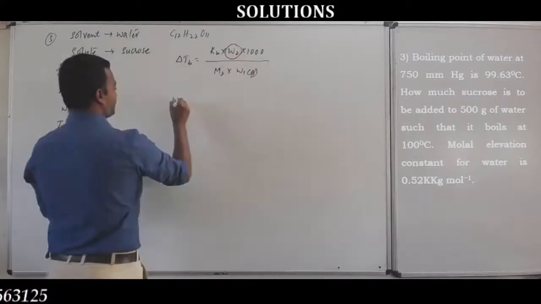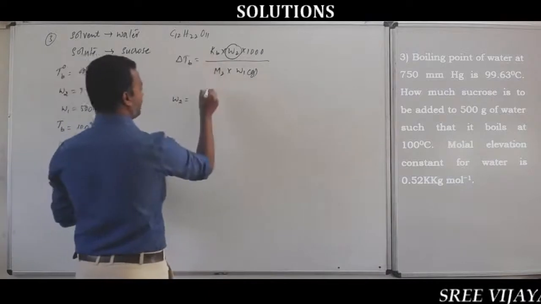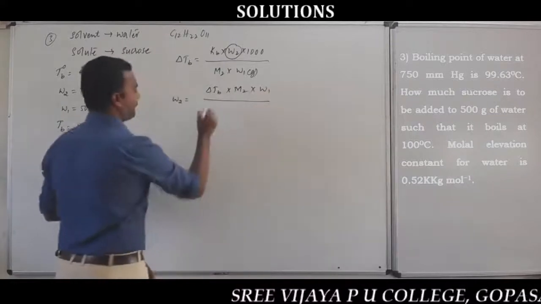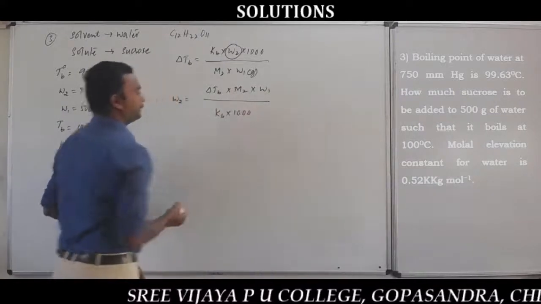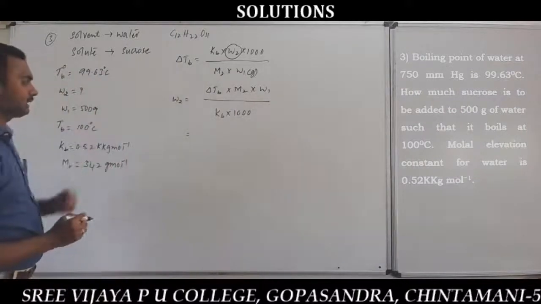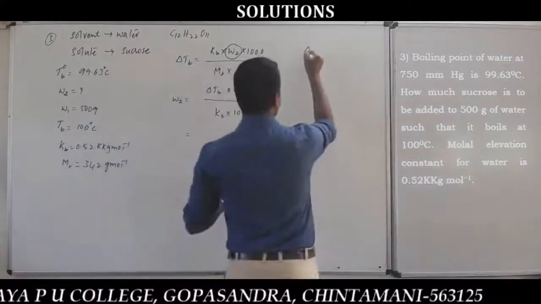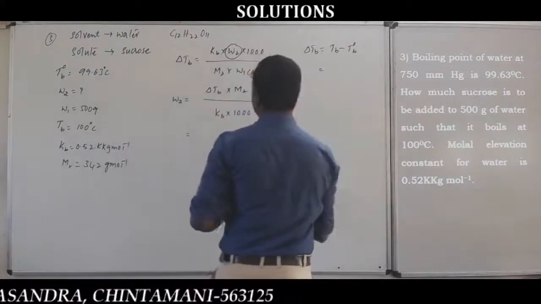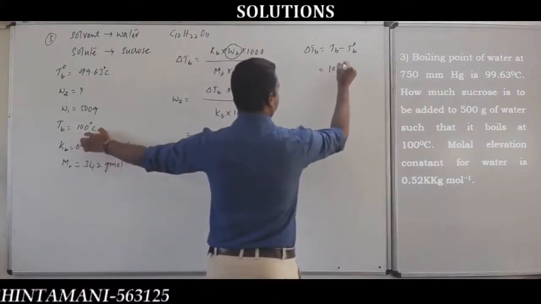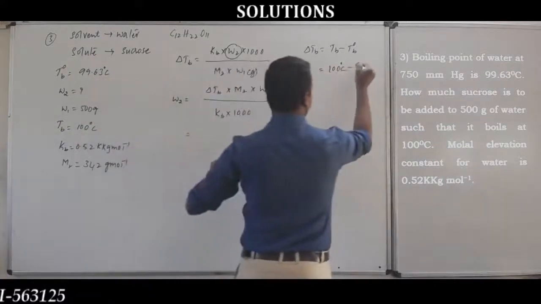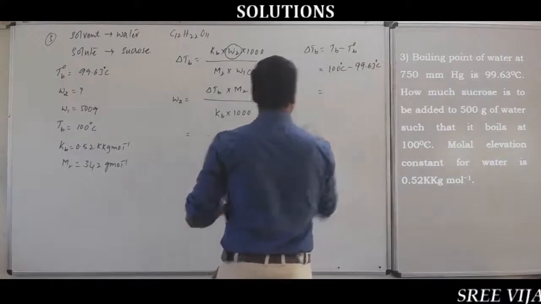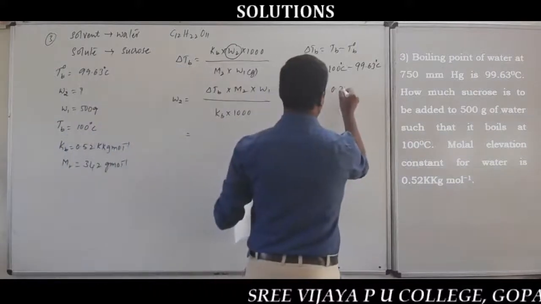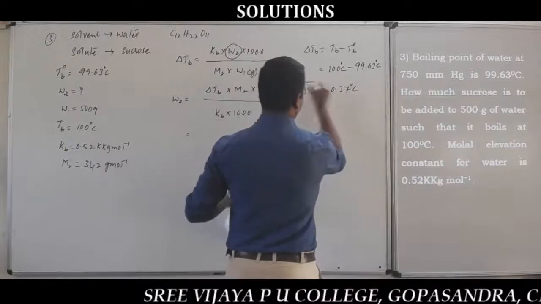Rearranging the formula, W2 is equal to delta TB into M2 into W1, whole divided by KB into 1000. What is the value of delta TB? Delta TB is equal to TB minus T naught B. What is the value of TB here? The boiling point of the solution, that is 100 degrees Celsius, minus T naught B, which is 99.63 degrees Celsius. So 100 minus 99.63 is 0.37 degrees Celsius, that is the value of delta TB.